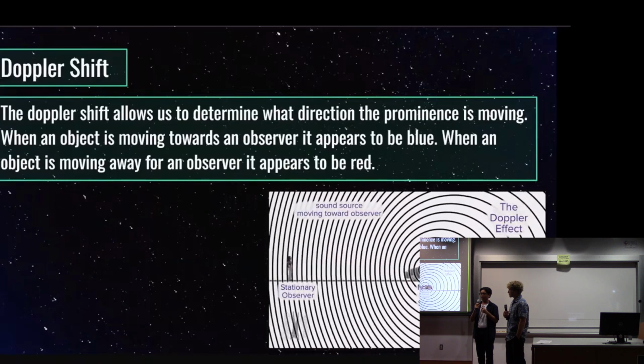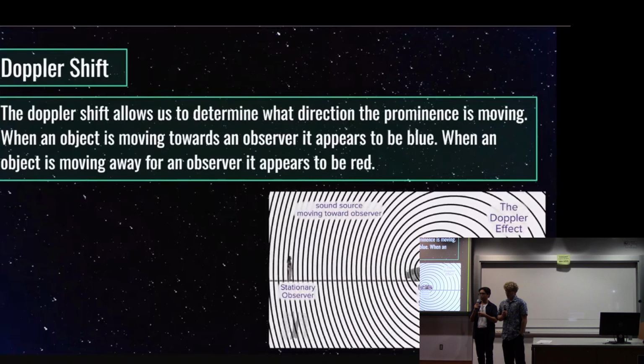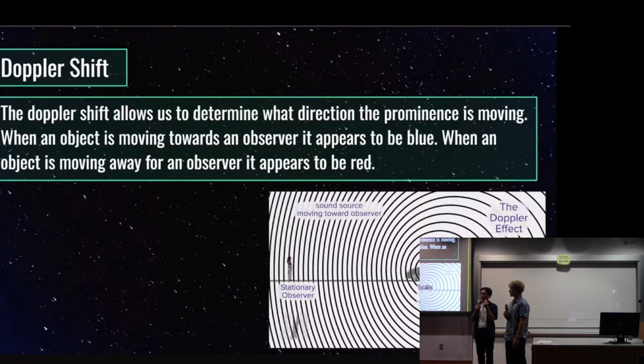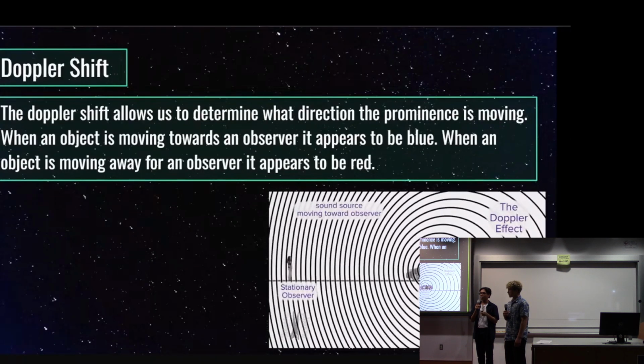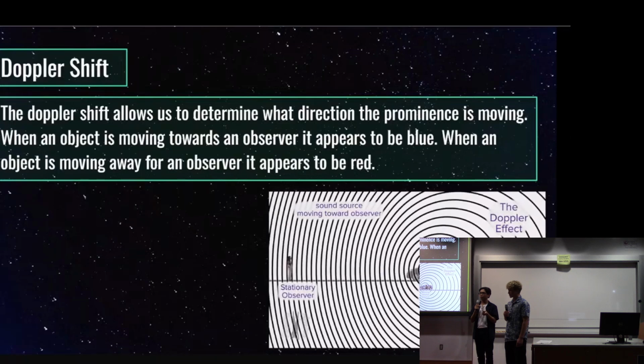So when a prominence is moving closer to you, the observer, the light waves emitted are compressed, meaning that it'll look a little bluer. And if it moves away, then it'll look a little redder because the waves are stretched out. So seeing how blue it is or how red it is can show us how fast it's moving, either closer to us or further away from us.